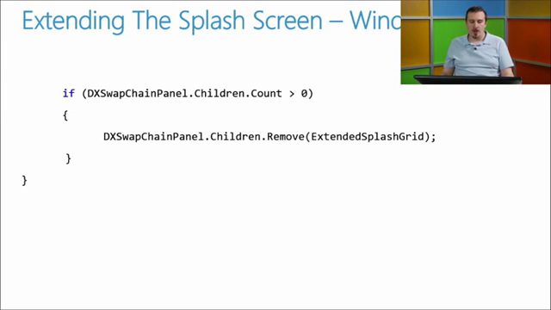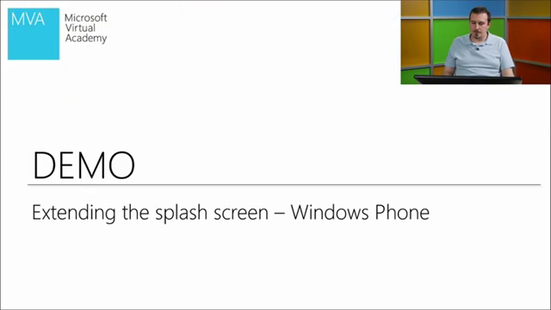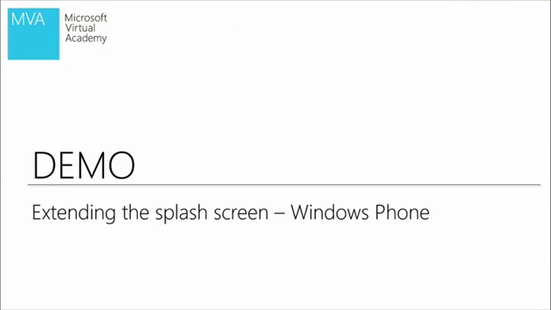And also, we can check the swap chain to see if the children count is greater than 0, then we need to make sure that we remove certain things that we've left laying around, like the extended splash grid or any of those other elements. That's all we're verifying, to see if there's any other things that were in there that were being drawn, and we pull them out because we no longer need them. Mm-hmm. So why don't you, I'll show the code for the Windows Phone one, and then I'll let you show the one for the store.